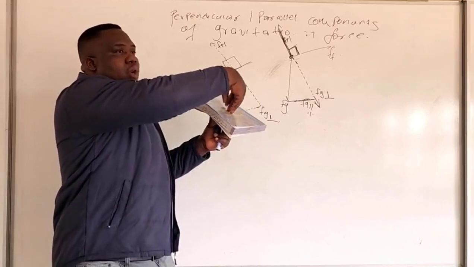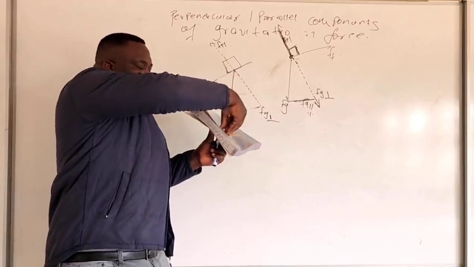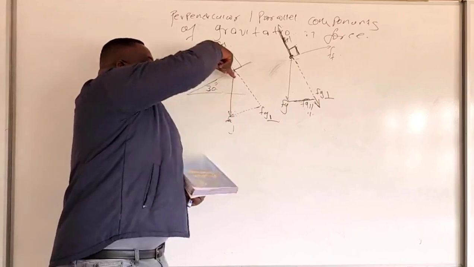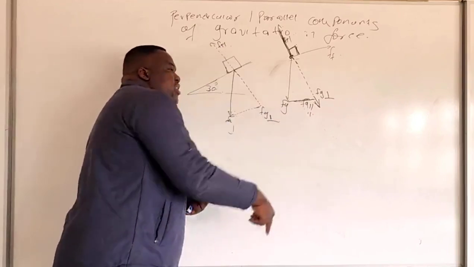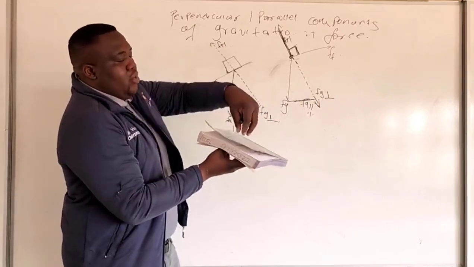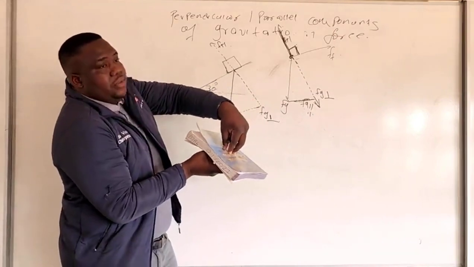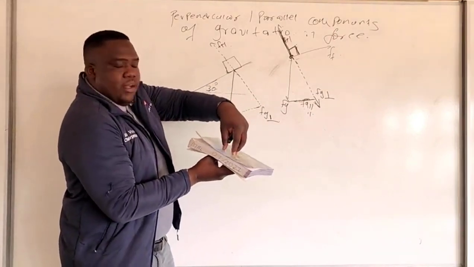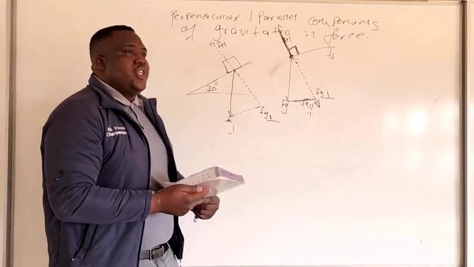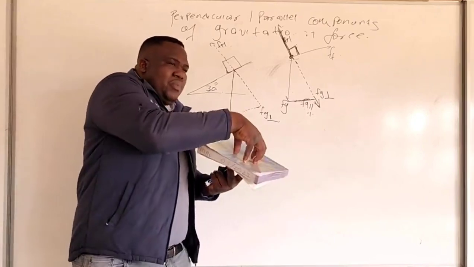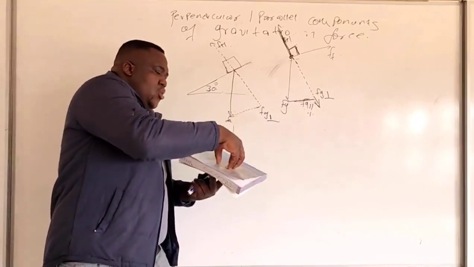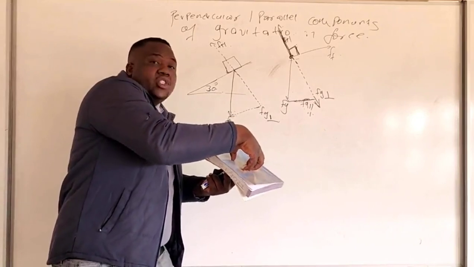FG perpendicular is going to press an object down. As you can see, it's a force which is pointing down. So FG perpendicular will press the object down, and pressing the object down, FG perpendicular causes the object to be firm on the ground and not move.